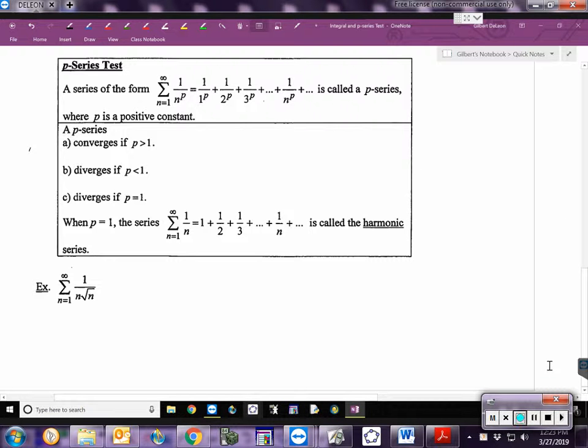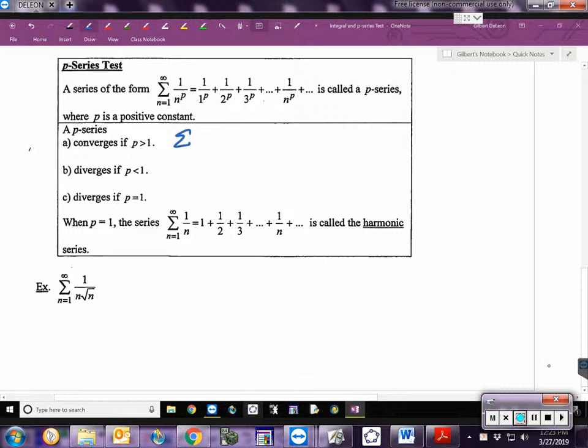This is the p-series test, and a p-series is a series that looks like this: summation of 1 over n to the p, where p is a positive constant. So we're looking for some positive number as an exponent in the denominator. And the p-series test says that if that positive constant exponent in the denominator is greater than 1, then we get convergence.